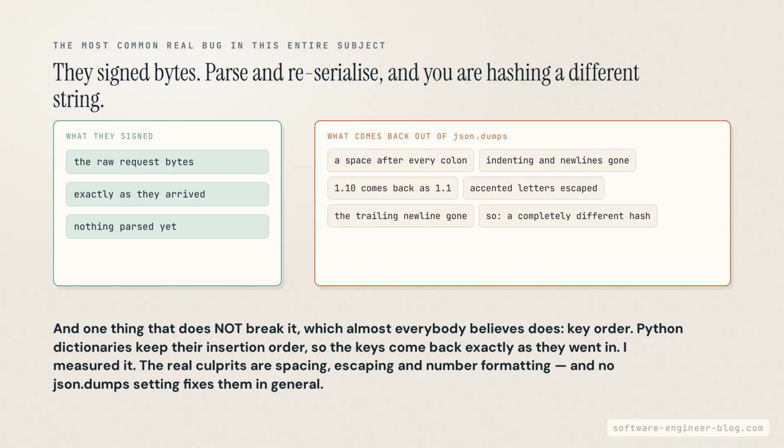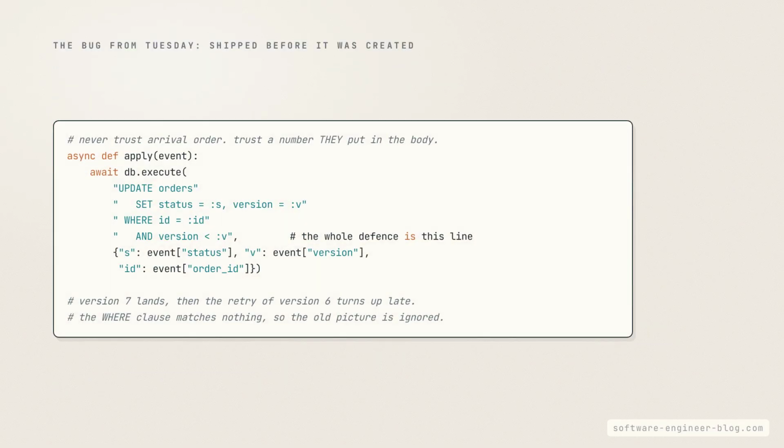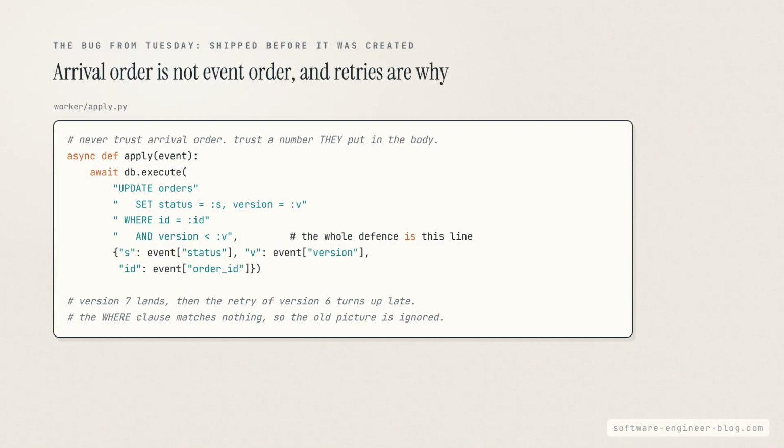So in FastAPI, await request.body, which gives you bytes, and not await request.json. Verify the bytes, parse afterwards. Second thing nobody promises you. Order. Remember Tuesday, the order marked shipped before it was created?